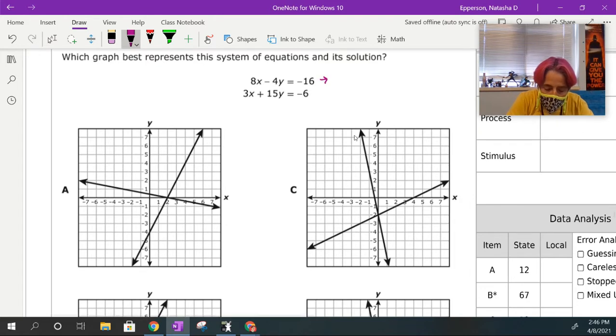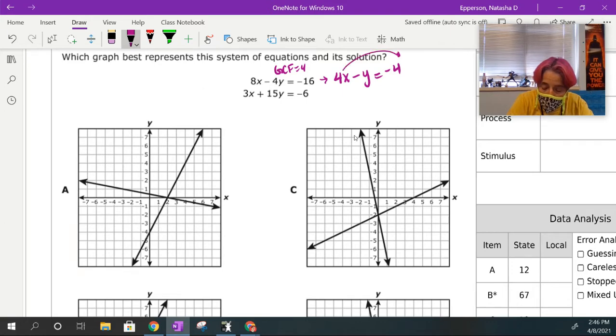If I notice the top equation has a GCF of 4, so that means I could divide 4 out. This would become 2, sorry, not 2, this has a GCF of 4. This would become 2, I did it again. This would be 4x minus y is equal to -4. There we go. Now I'm going to go ahead and put this in slope-intercept form.